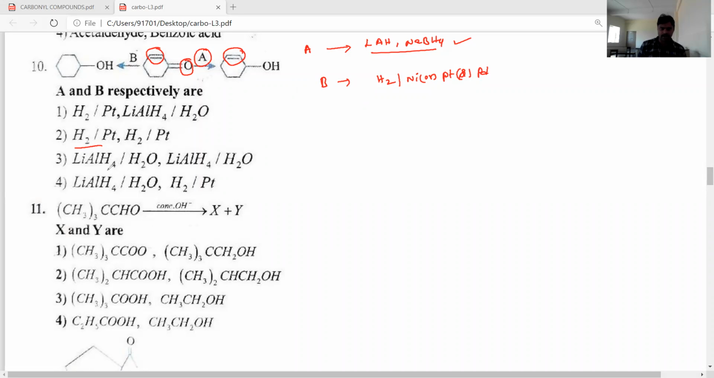The third option is not correct because of LAH, it is not possible. First and second are also not possible. The correct answer is the fourth option: A is LAH, B is H2 in the presence of platinum. Let's see the 11th question.